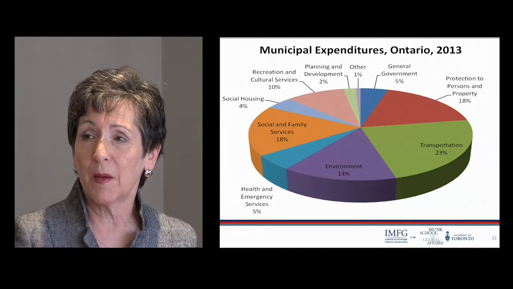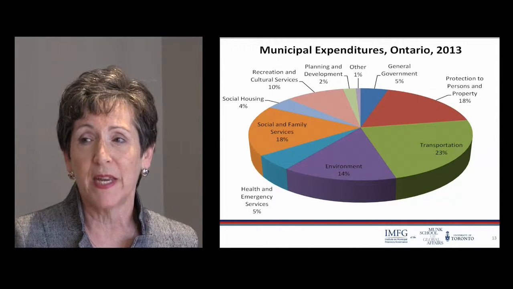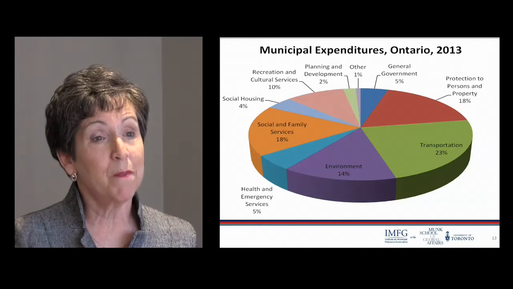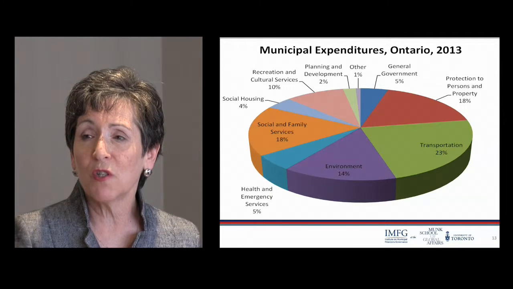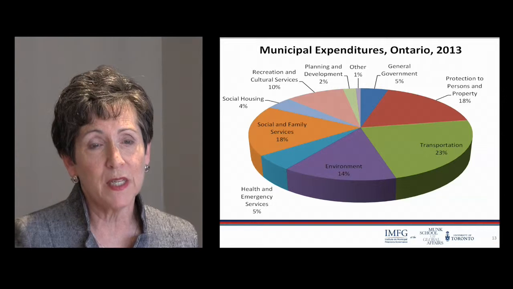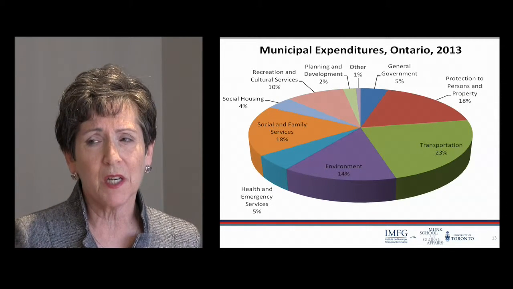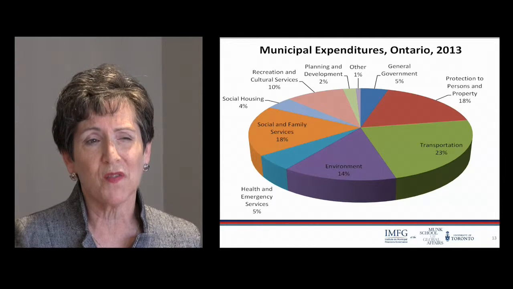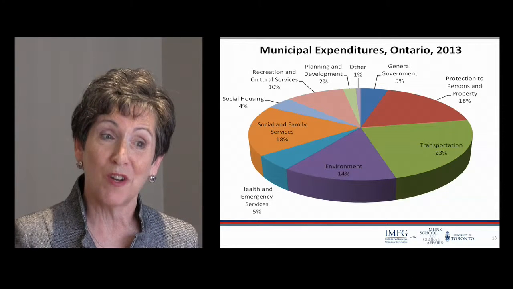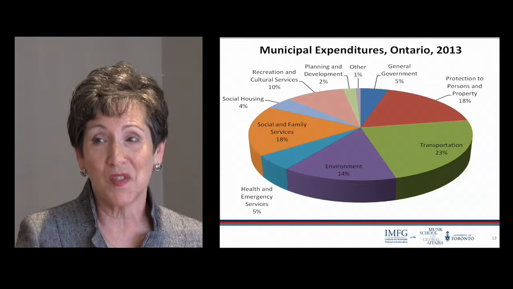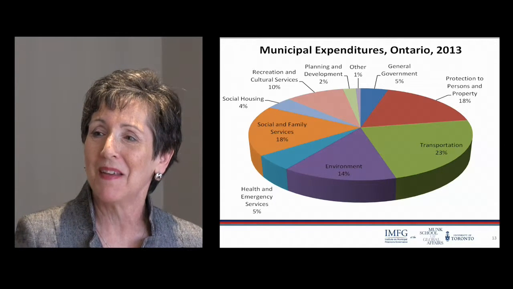Another large group of expenditures is protection to persons and property at 18%, and that includes mainly fire and police protection. Social and family services is also 18%, but I have to say this is unique in Canada. Ontario is the only province where the costs of social services are shared between the provincial and municipal governments. This is not true across Canada. So this is a special situation here in Ontario, and one we talk about quite a lot.